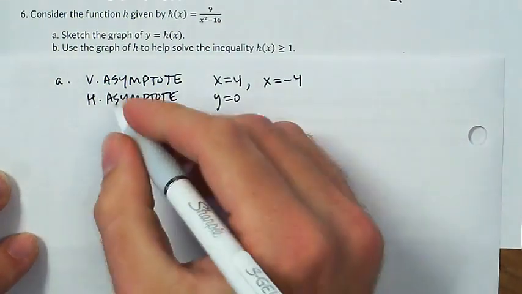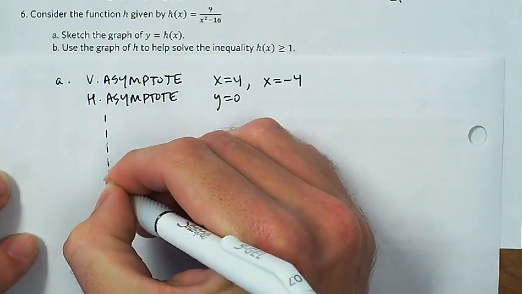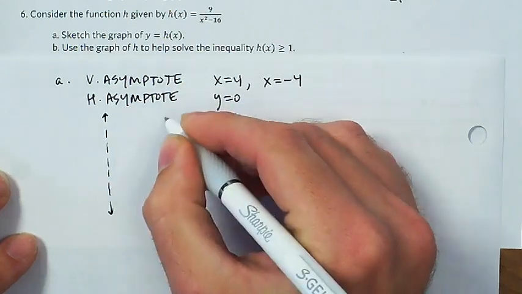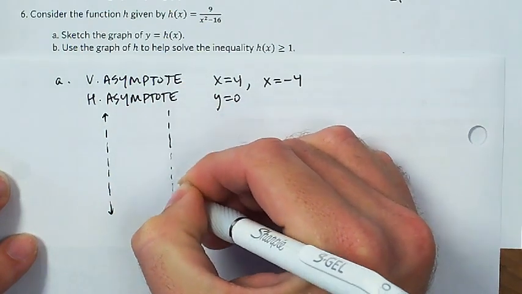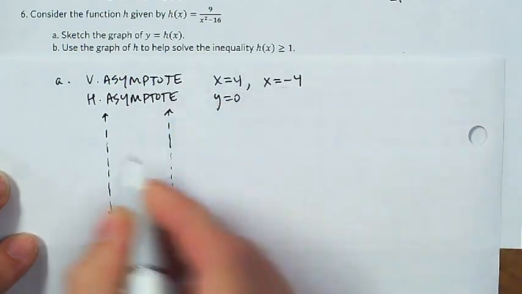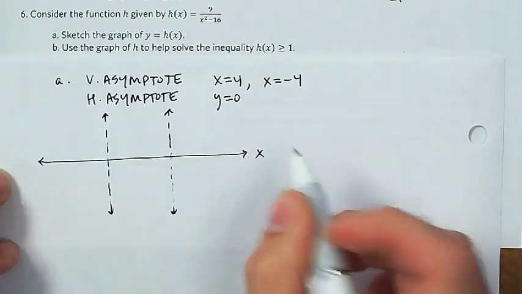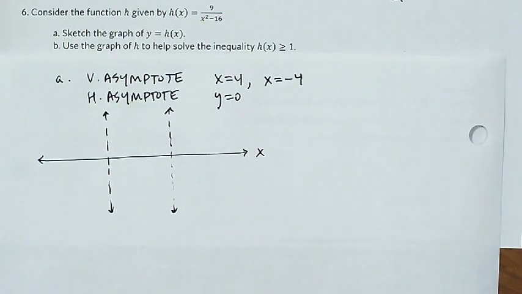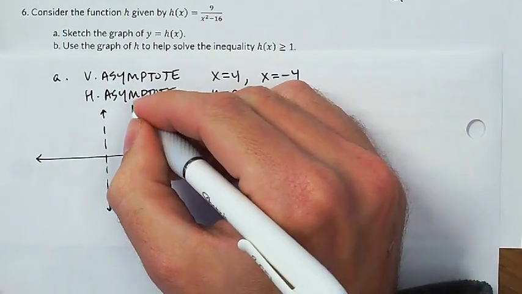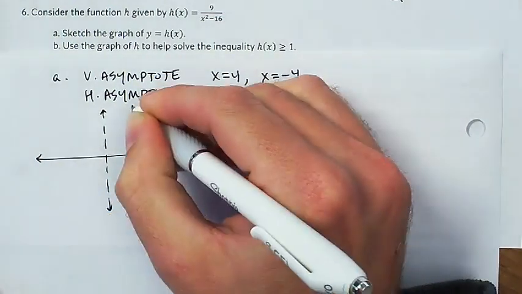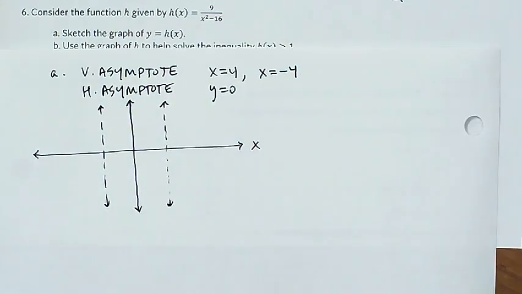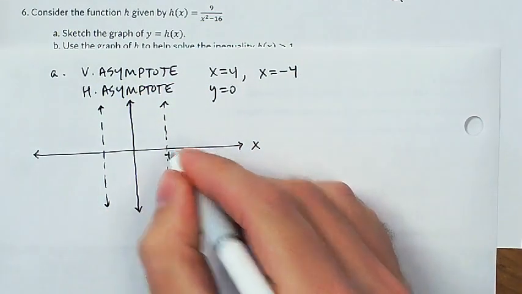So I'm going to sketch this graph. That's going to be -4. This will be +4. And that'll be the x-axis, which is y equals 0. So that's my horizontal asymptote. It's not too risky for me to put the y-axis in right now, because it's just going to be halfway between the two vertical asymptotes.